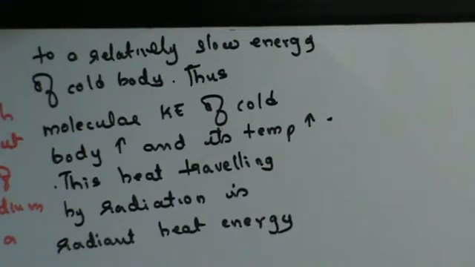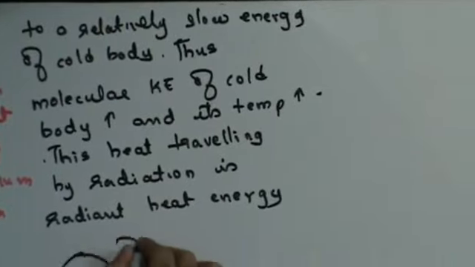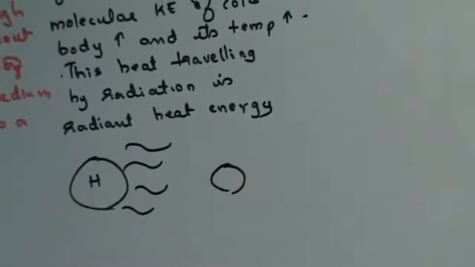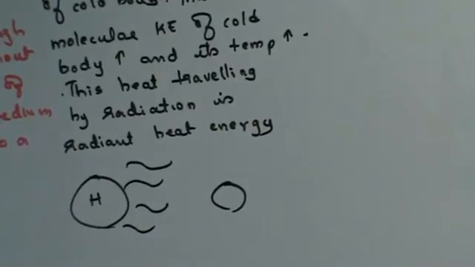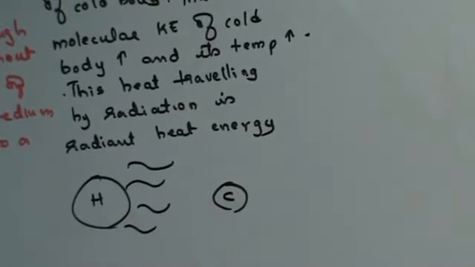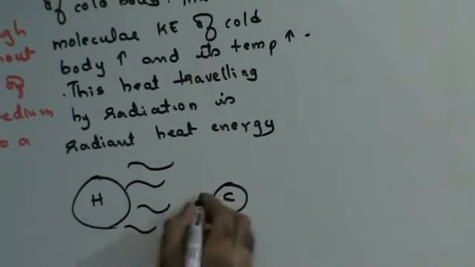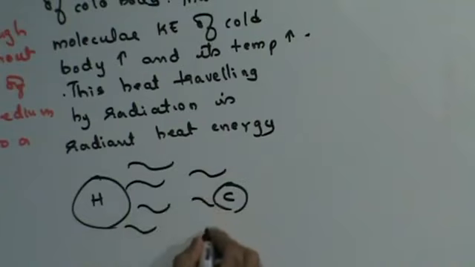Now, guys, listen to this. If radiant heat energy is incident on any surface, that means if there is a hot body here giving out electromagnetic waves in the form of radiant heat energy, and these waves are incident on a cold body, right? Then the temperature of this cold body is going to increase.